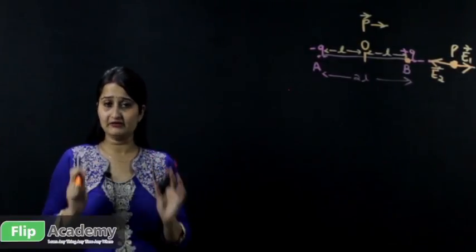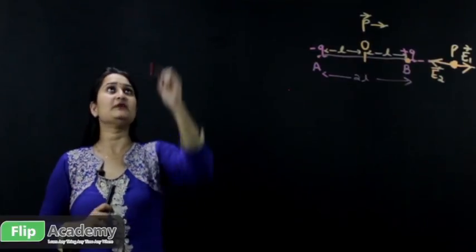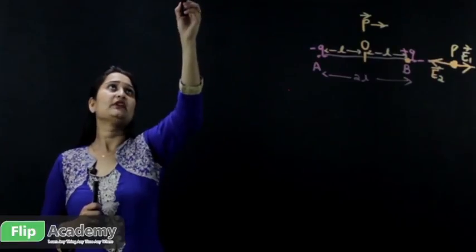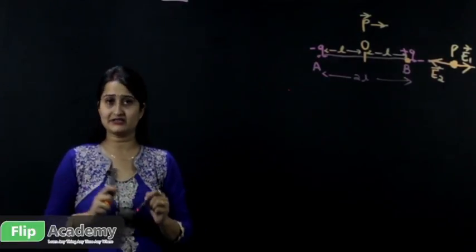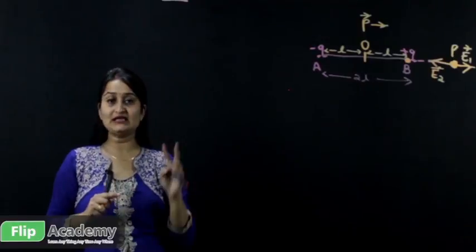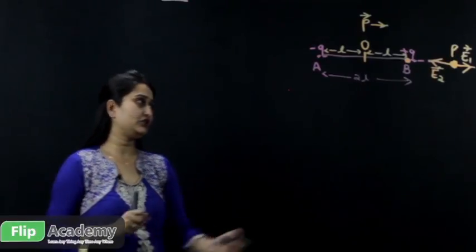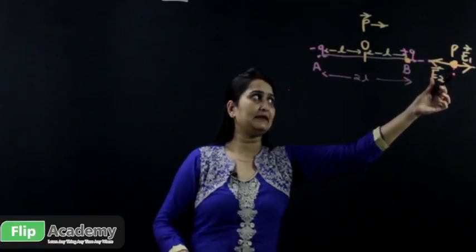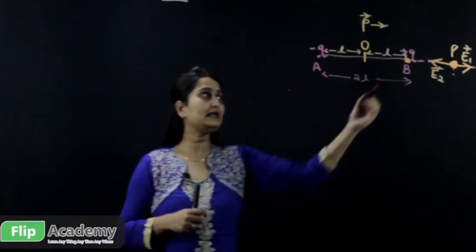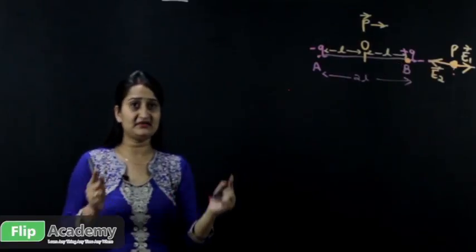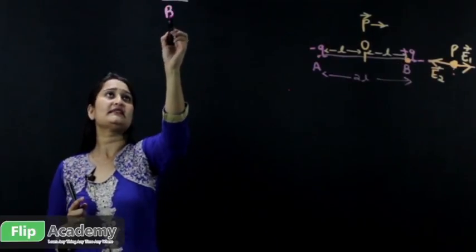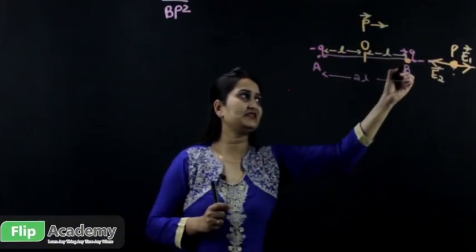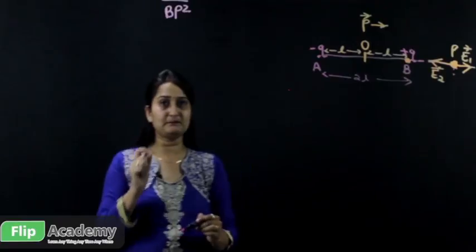That's why I haven't mentioned the vector quantity. What is the formula for electric field intensity? It is KQ upon r square, where r is the distance between the 2 points. In this condition, let's say the point P is separated from the point B by a particular distance. So the distance now becomes BP square. This is the distance from B to point P.